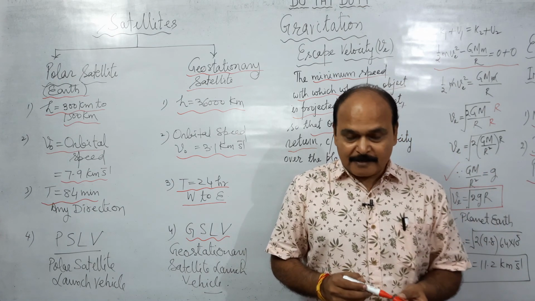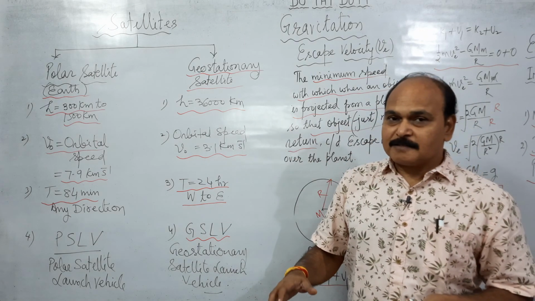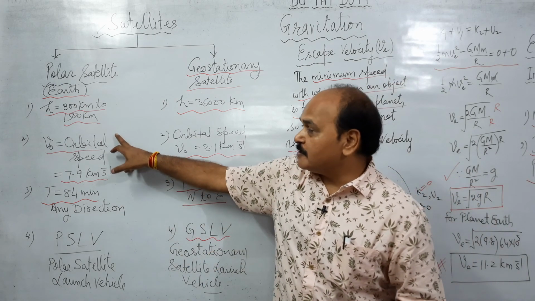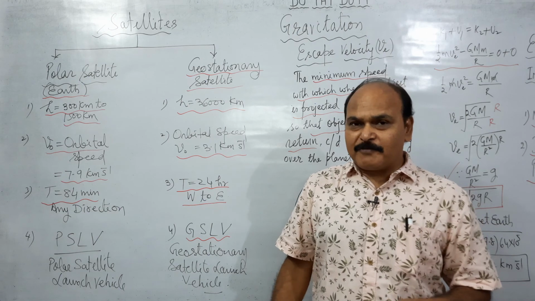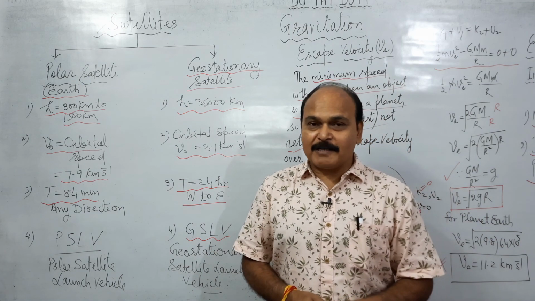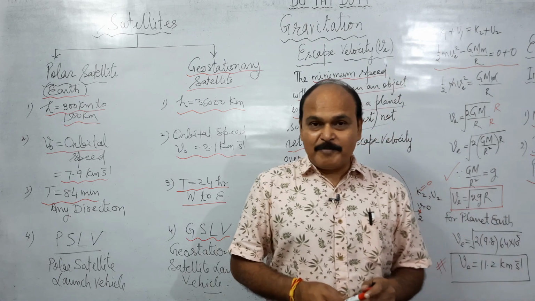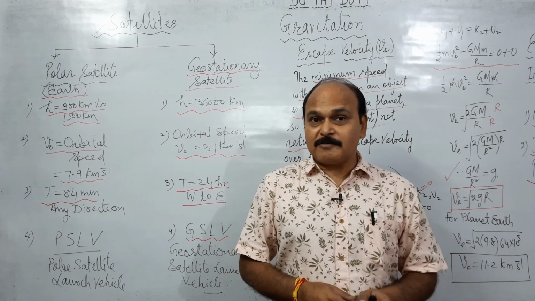So children, this was a brief overview of satellites. In the next class we will study in detail what the orbital velocity of a satellite is, what the time period of satellites is, and various other aspects including the energy of a satellite. So this is all for the time being. We will meet again very shortly with greater details with respect to satellites.